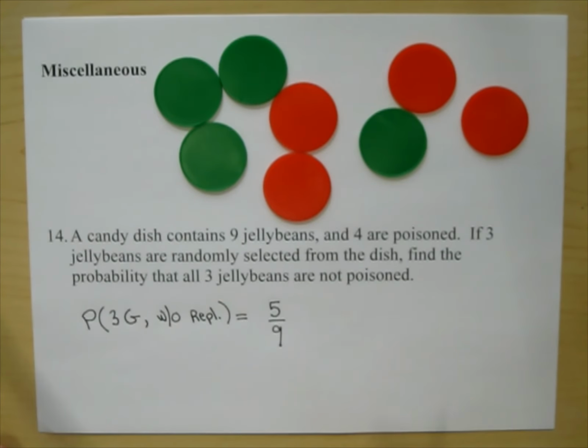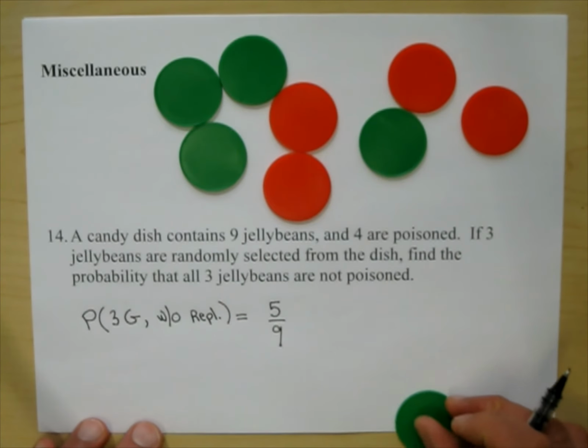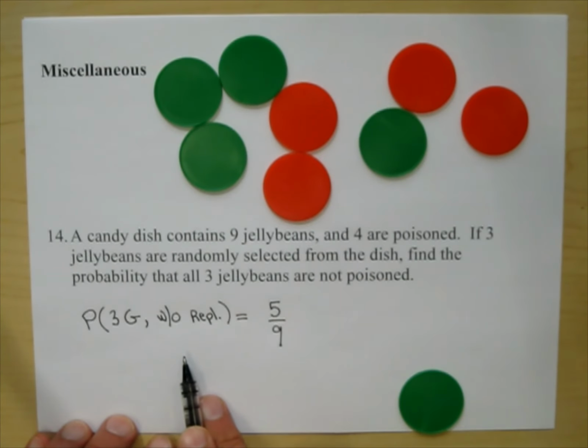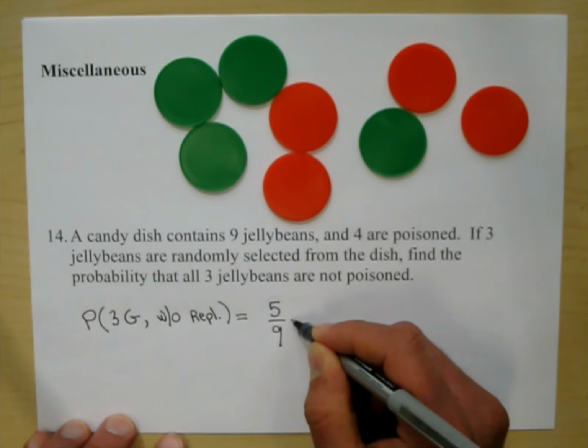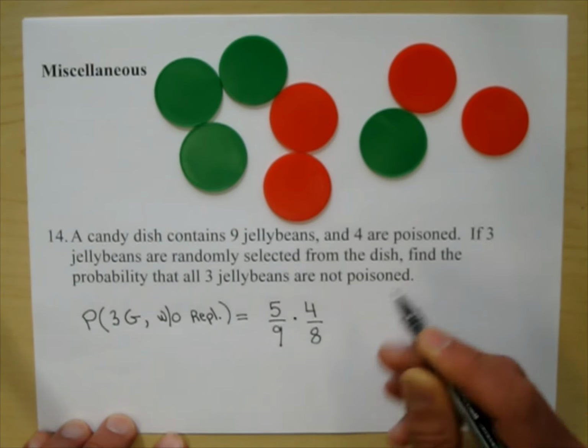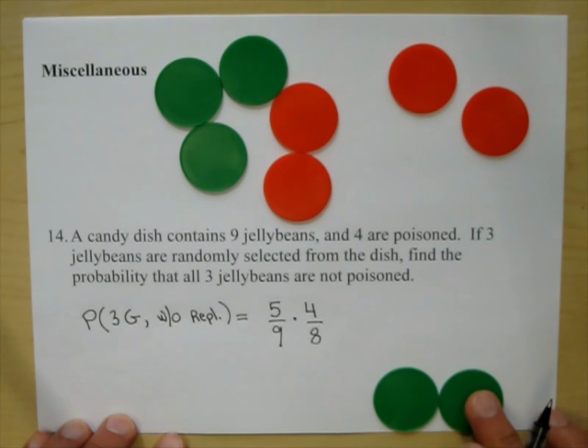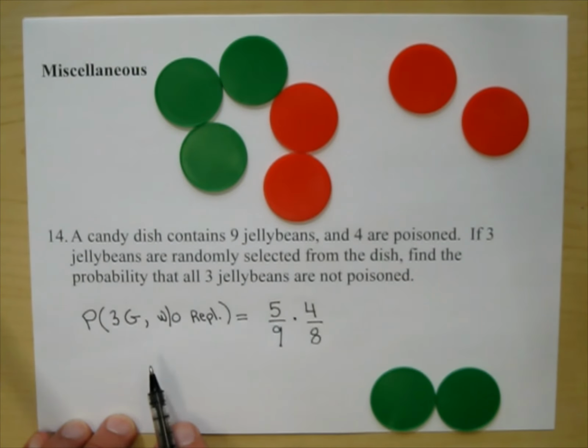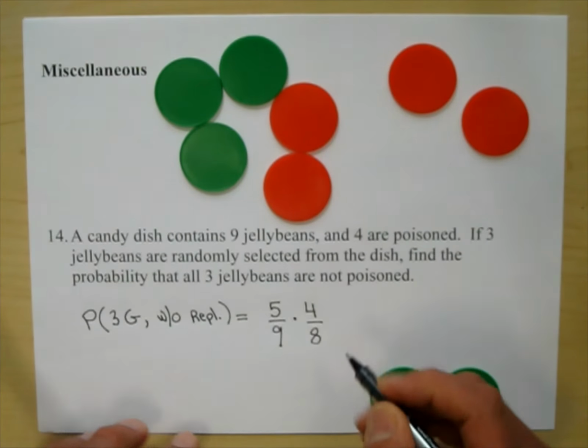Pull it out and keep it out. So we'll put it down here. What's the probability I pull out another green given this situation? That is 4 out of 8. Okay, what's the probability I pull out a third green jelly bean? Well, it would be 3 out of 7.